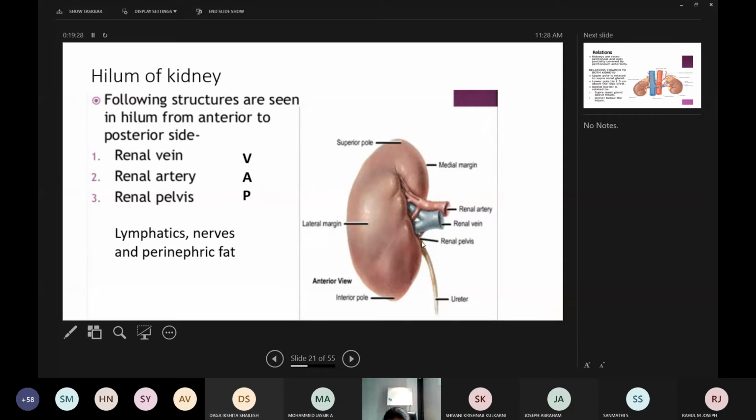This renal pelvis continues as the ureter along the lower pole of the kidney. So this renal pelvis is directed downwards, and it is the most posterior structure in the hilum of the kidney. Other structures are the renal lymphatics, nerves, and the perinephric fat.